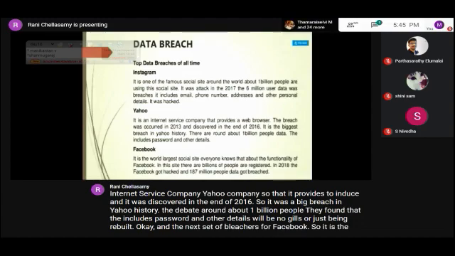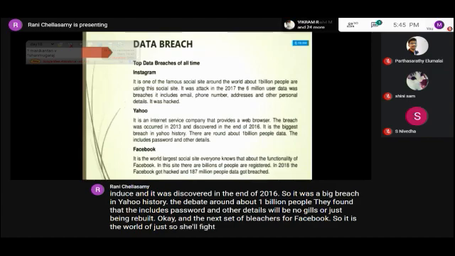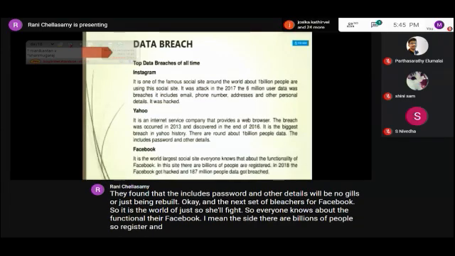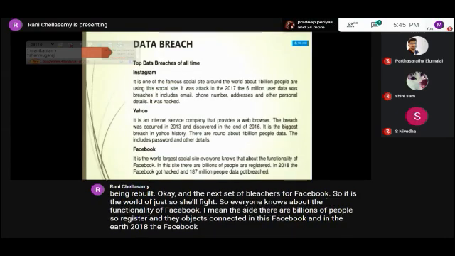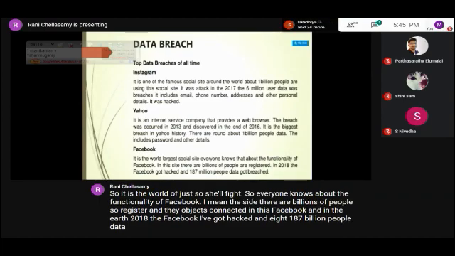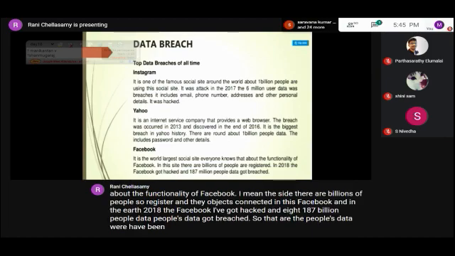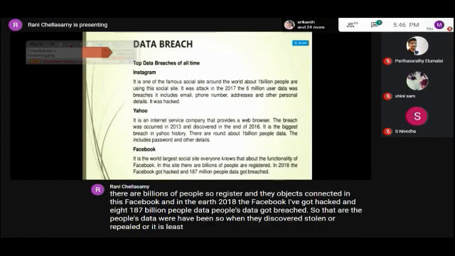Okay. And the next top breach is Facebook. It is the world's largest social site. Everyone knows the functionality of Facebook, and on this site billions of people are registered and connected. In the year 2018, Facebook got hacked, and 187 million people's data got breached. People's data was stolen, that is, revealed or released to the internet. That is called a data breach.